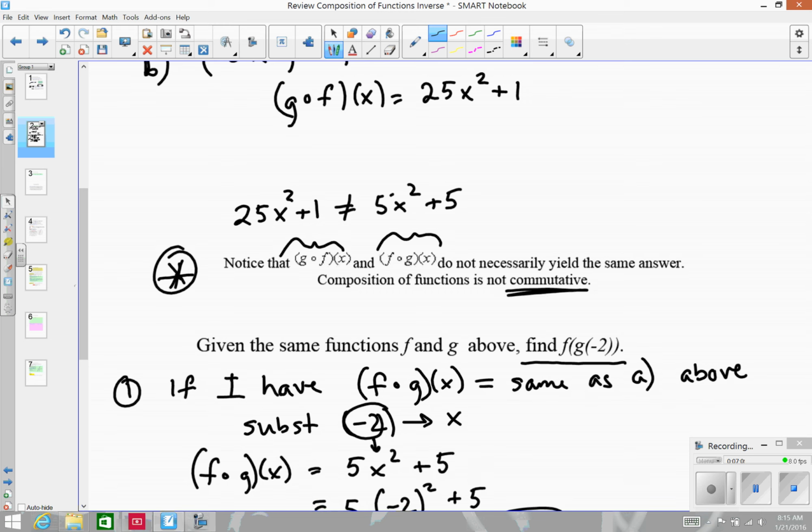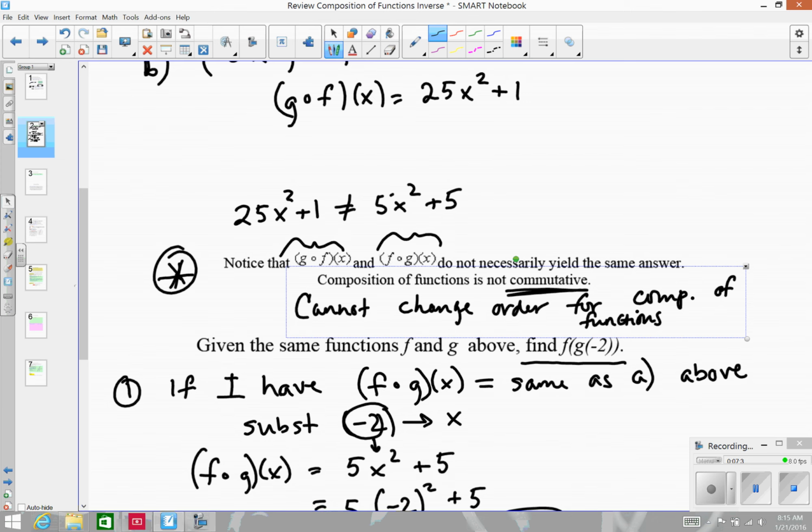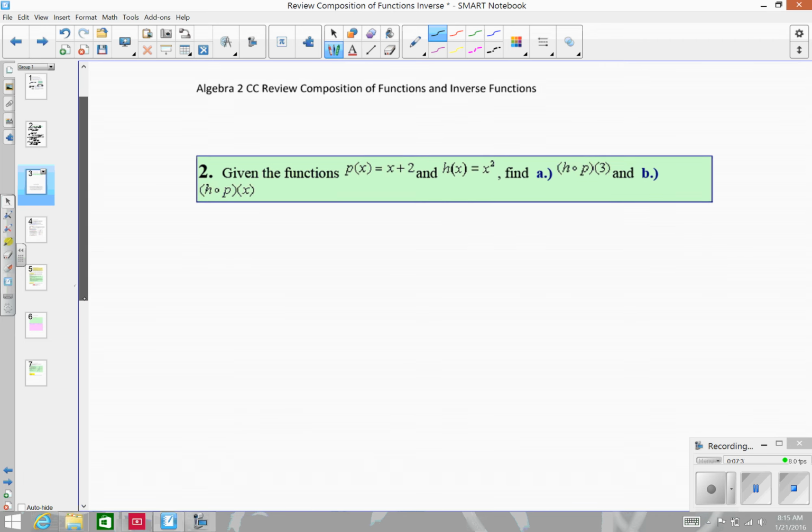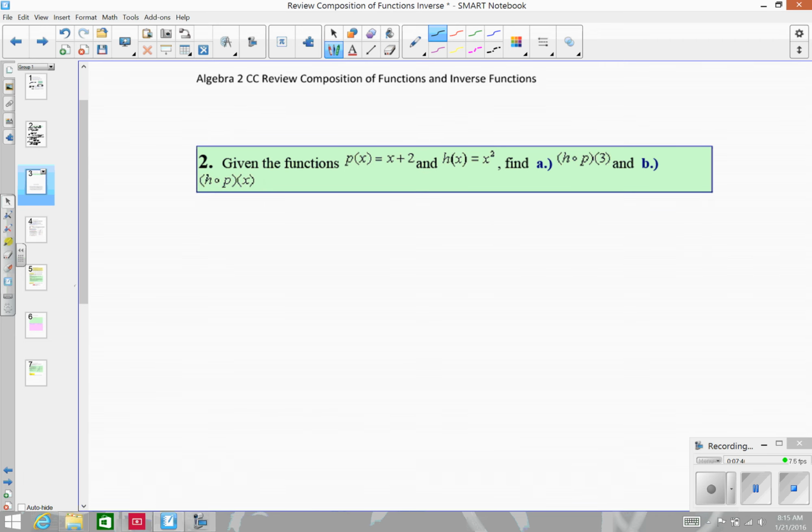In other words, commutative properties are where we can change the order of something and have our results be the same. We cannot change the order for composition of functions. Okay? We don't necessarily get the same thing, so not a commutative property. Let's now go to our next example here.